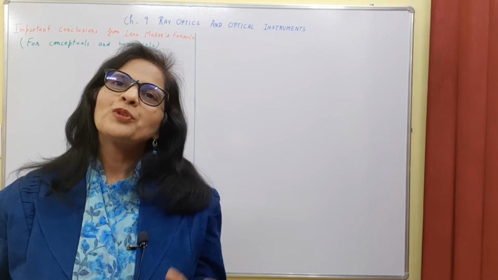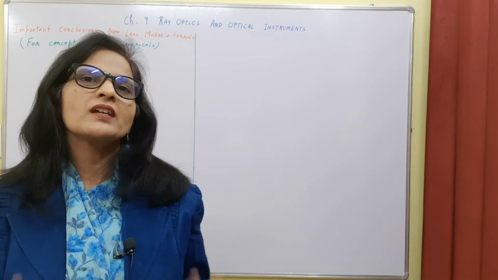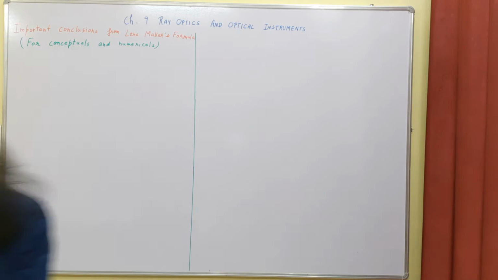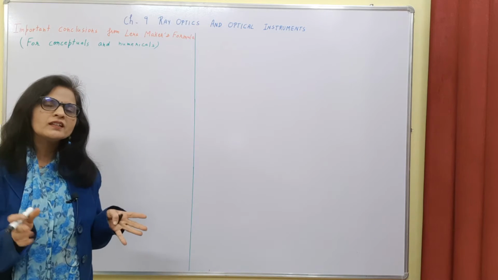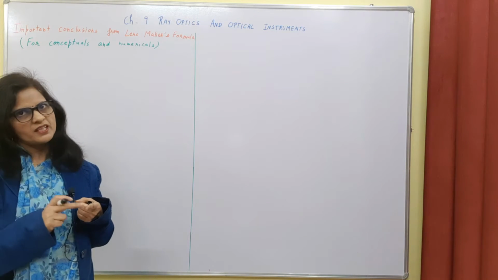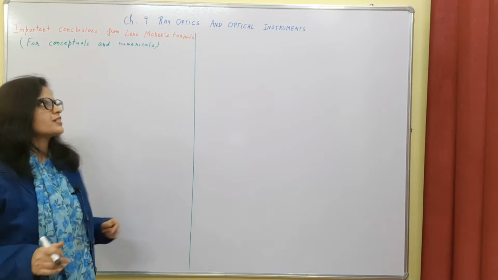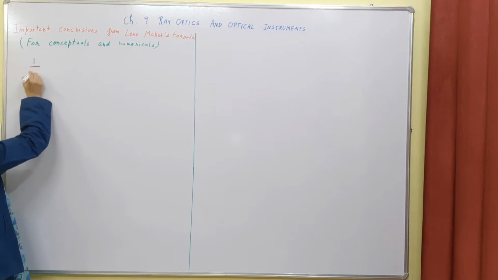Hello everyone. Today we will discuss some important concepts related to numericals from Lensmaker's formula. So as we know, what is Lensmaker's formula? Lensmaker's formula is a formula which relates the focal length with the refractive index of the material which is used for making the lens and the radii of curvature of the two surfaces where the refraction is taking place. So what is the formula?